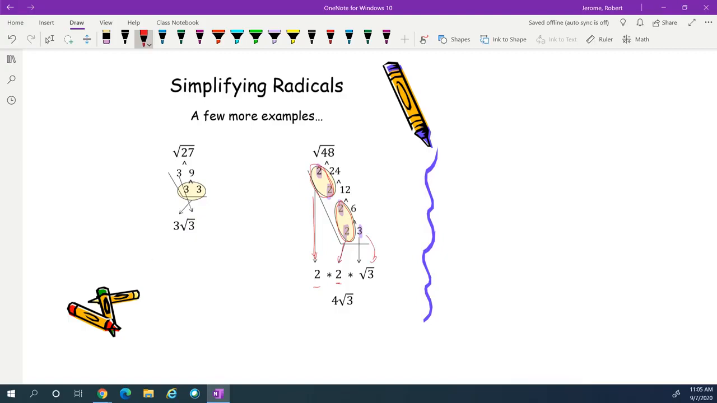Since I have two numbers on the outside, remember these are factors, so I multiplied them back together, and I got a 4. If I had two numbers left over on the inside, I would multiply them back together, and that answer would stay inside or under the radical sign. And that's how we're going to do it.